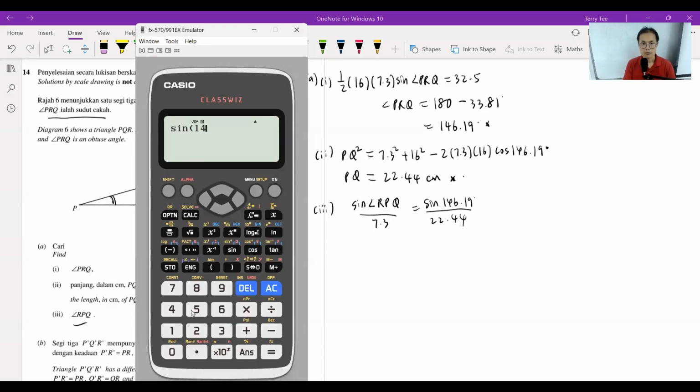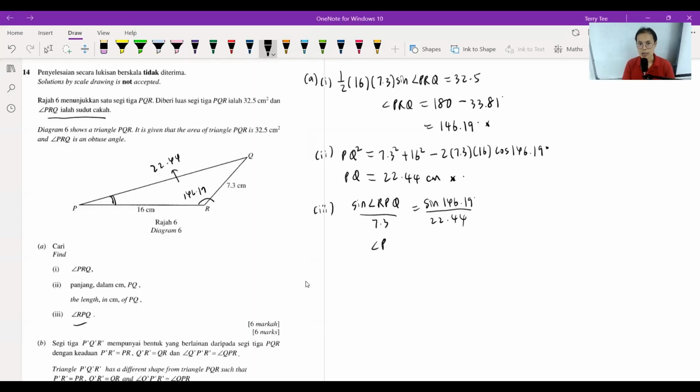Let's take the formula: sine 146.19 divided by 22.44, this is the sine rule, multiply 7.3. See, the way I do it, I straight away shift sine to get the answer. Don't need to write so many steps. 10.43. Angle RPQ is 10.43. Okay, so I'm done with part A.